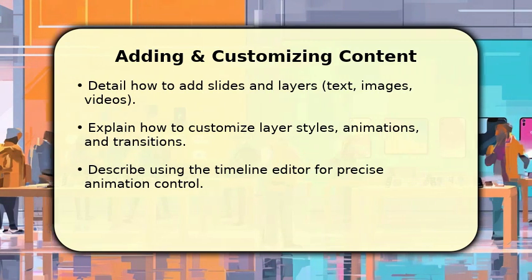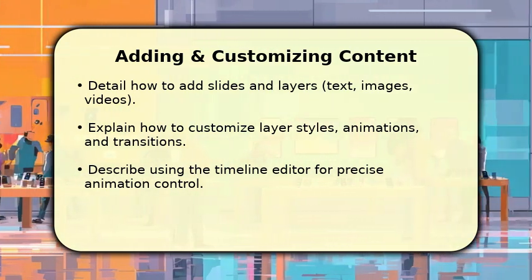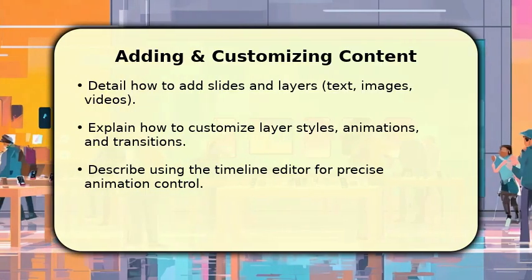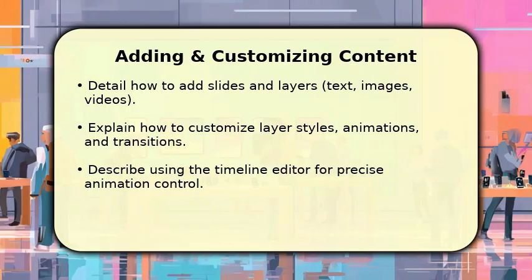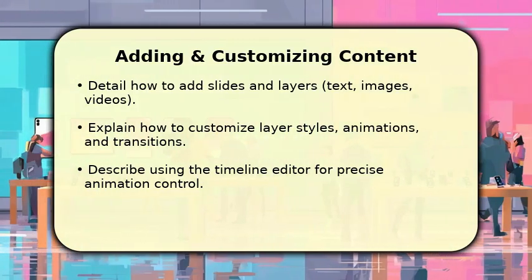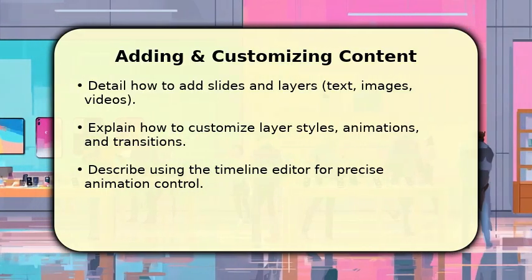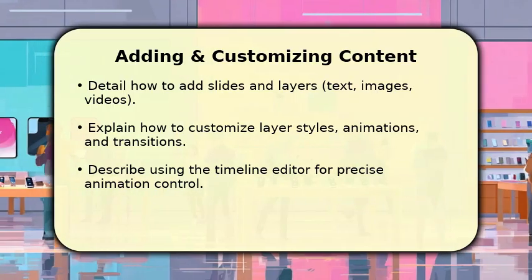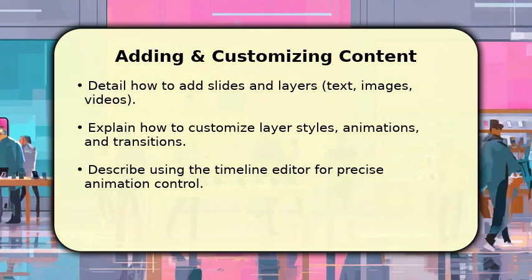Click Add Slide and then Add Layer to insert text, images, or even video elements. Customize each layer's appearance, including fonts, colors, and sizes, using the intuitive editor. Apply captivating animations and transitions, setting their duration and delay. The timeline editor at the bottom allows for precise control over every element's entry and exit, creating dynamic visual stories.